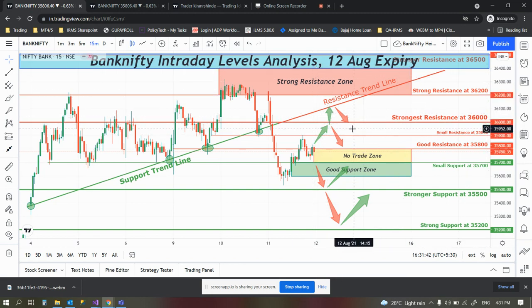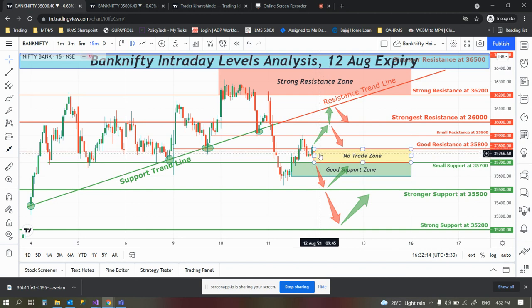Also, if the 36,000 levels are broken, then we may face the resistance of this particular trend line, and again we can see market coming down from the resistance line level. So based on the formation of a negative candle, you can enter into the trade for short selling or on the PE side. This is for the case when market opens gap up.